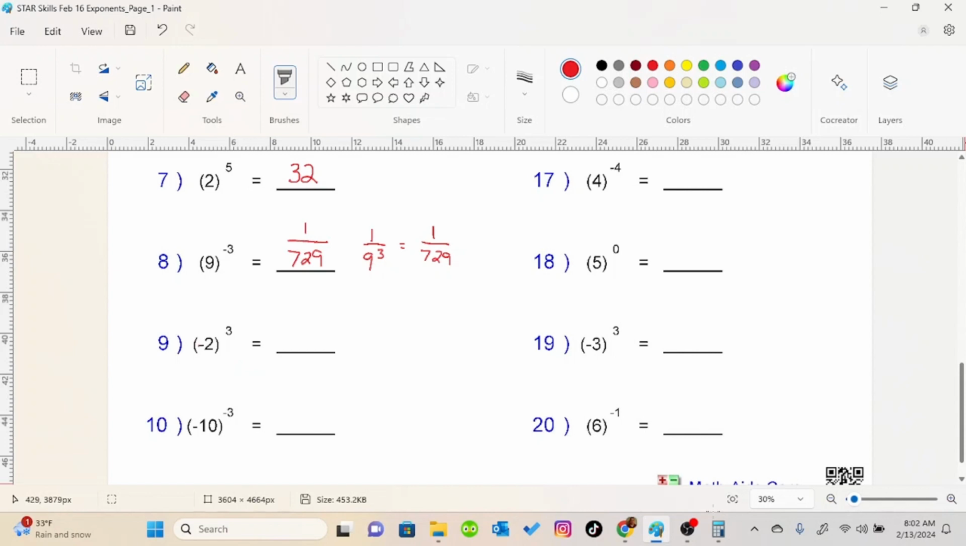Number 9. We have negative 2 cubed. A negative to an odd power remains a negative, because in this instance we would have negative times a negative becomes positive, then that positive times a negative becomes negative again. So we know that our answer is going to be negative. Now we have 2 cubed. 2 times 2 is 4. 4 times 2 is 8. So our answer is negative 8.